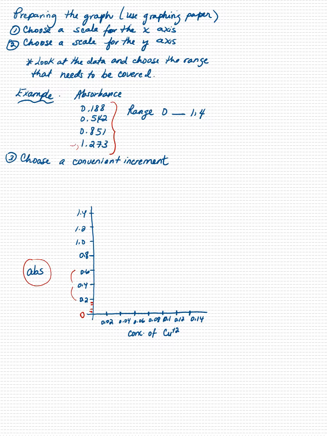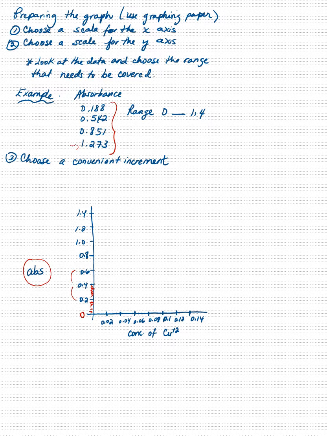So 4 squares, it's 0.2. And again, I have 1, 2, 3, 4 squares. That's another 0.2. So you're going from 0.2 to 0.4 to 0.6. And I have exactly the same amount of space between them because they're increasing by exactly the same amount.